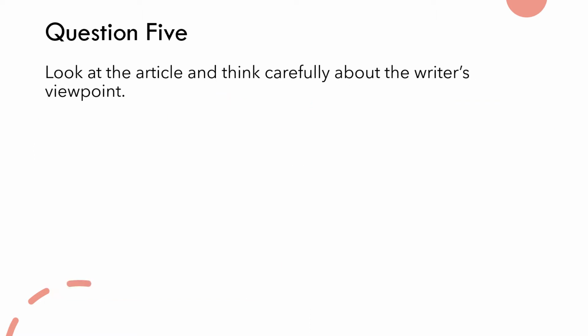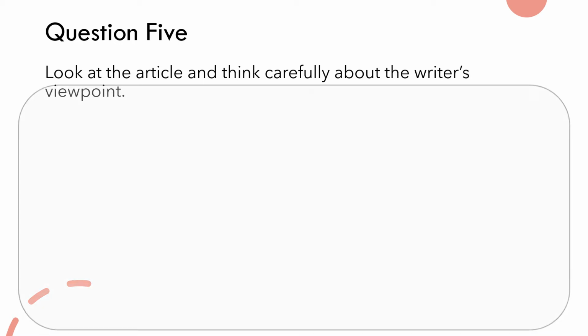Look at the article and think carefully about the writer's viewpoint. So if you think about paper 2 as a whole, the whole thing is about the writer's viewpoints and their perspectives, and it's going to be on any kind of topic that you might come up against in the exam. So when you're reading it, it's important that you read it very carefully, you pay attention to any techniques or methods that are being used to express their viewpoint, and you try and read between the lines and make some inferences about what they're really trying to say or communicate.